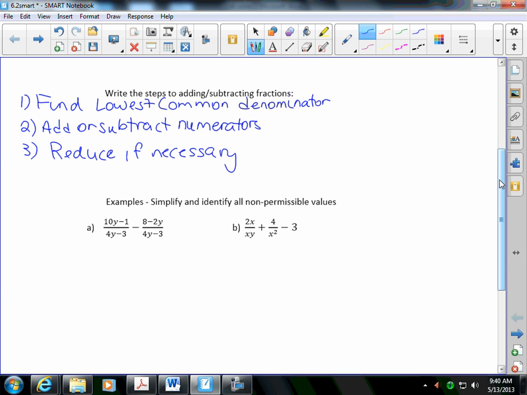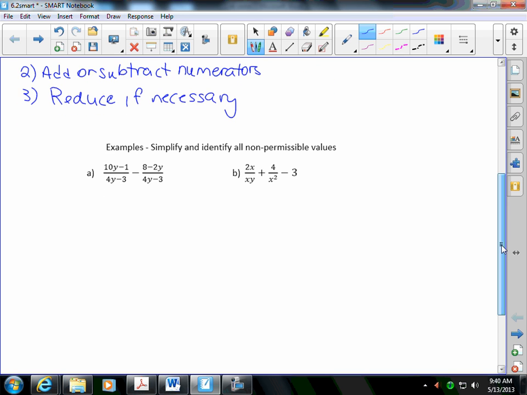So when we're looking at rational numbers, same things will apply. You look for a common denominator, the lowest common denominator. You add or subtract your numerators, and then you simplify if you can. So in the first example here, 10y minus 1 over 4y minus 3 minus 8 minus 2y over 4y minus 3. So what is my lowest common denominator? So I don't actually have to change anything.